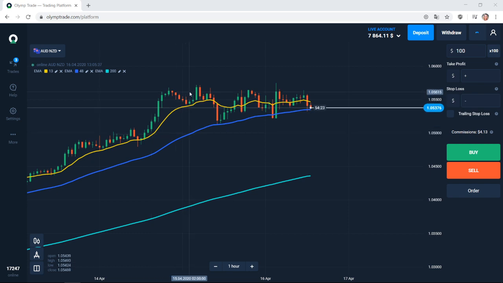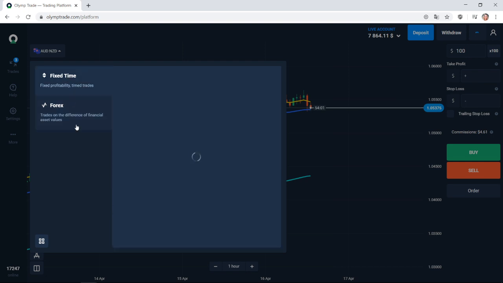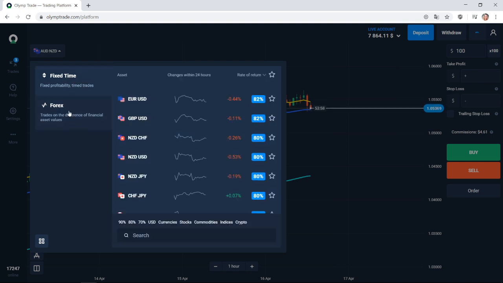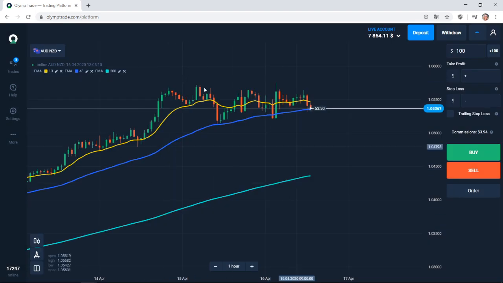And so let's start with Forex. The Olymp Trade platform offers two fantastic trading instruments, which is FTT, that's fixed time trading, and Forex. You can switch between the two instruments in the upper left corner of the platform. You can click right here on this asset, and here's where you can switch between fixed time trading and Forex. So today we are focusing on Forex, and of course once you choose Forex, you can choose any currency pair that you would like to have displayed or that you would like to trade on your chart.